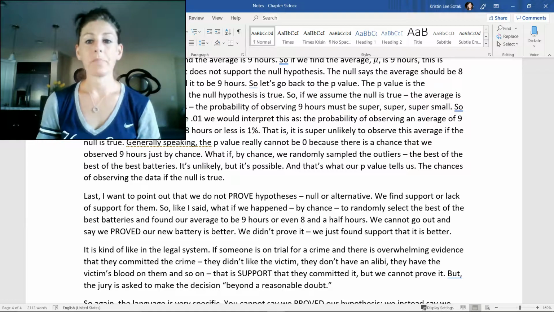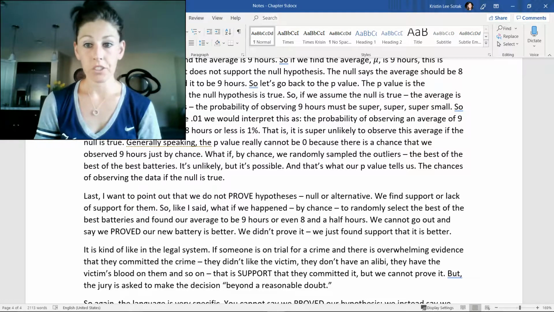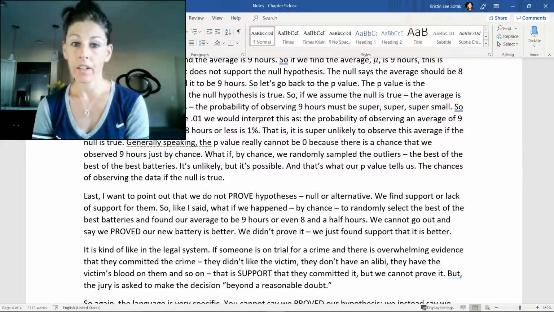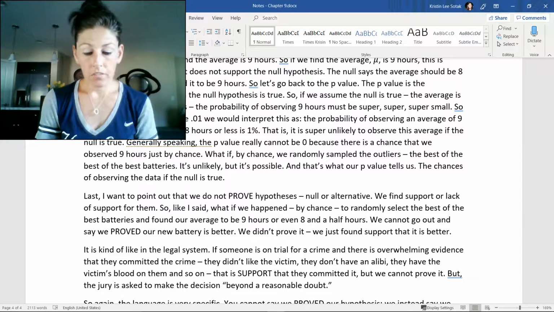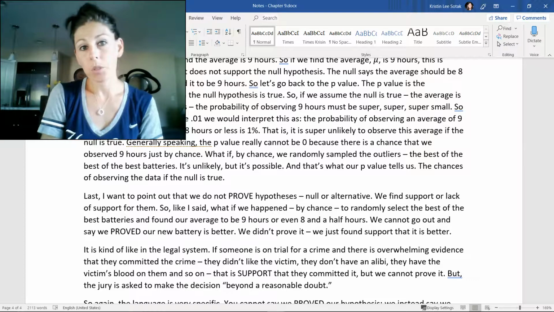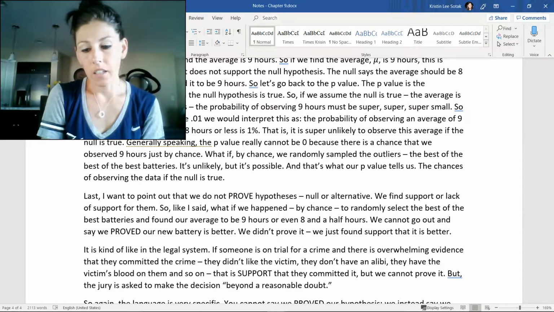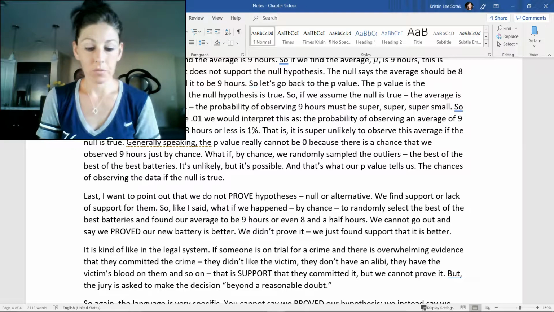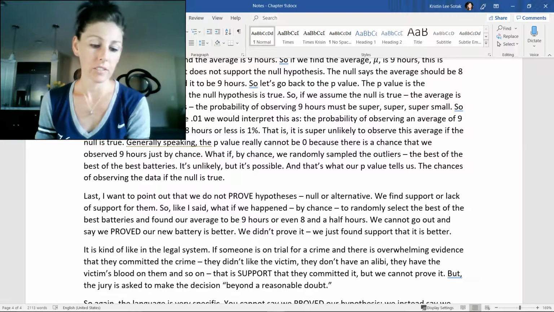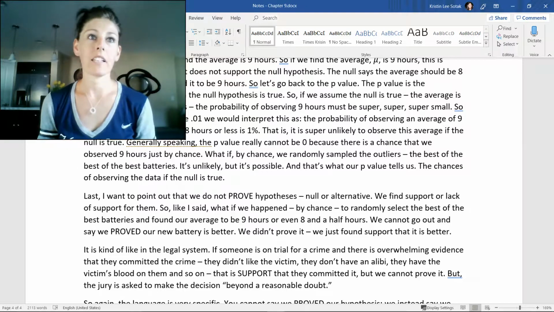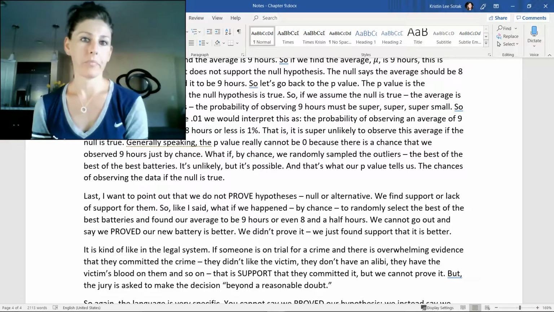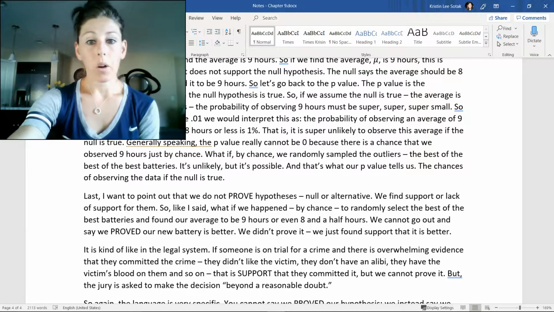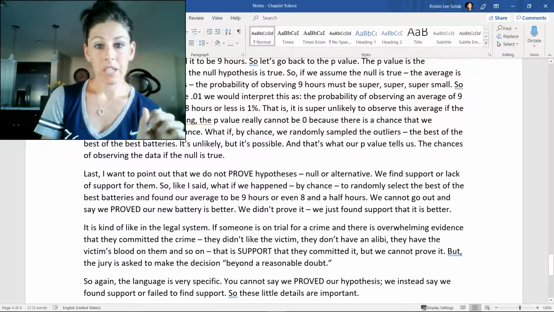So again, let me say that. If we assume the null is true, that the average should be 8 hours or less, and we just went out and found that it lasts 9 hours, the probability of calculating that mean is super small if the real true value is 8 hours or less. That would be so unlikely, to find an average of 9 when it's really 8 hours or less. And that's what that p-value represents.